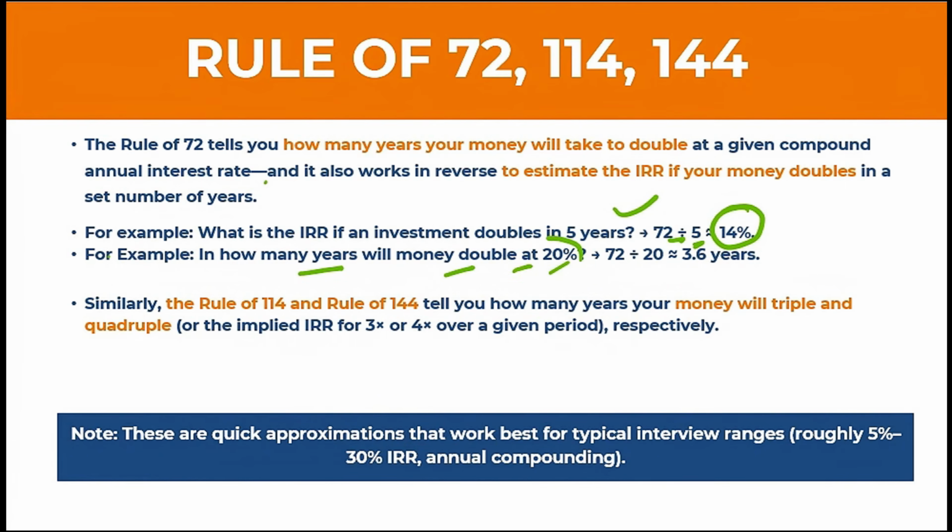Second, in how many years will money double at a 20% interest rate? So here you have been given an interest rate, now you have to find out in how many years your money will double. So again, 72 by 20, you will get 3.6 years. So that means in 3.6 years, your money will be doubled. Similarly, the rules of 114 and 144 tell you how many years your money will triple and quadruple. So 114 tells you 3x and 144 tells you 4x.